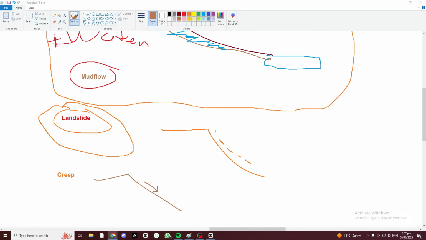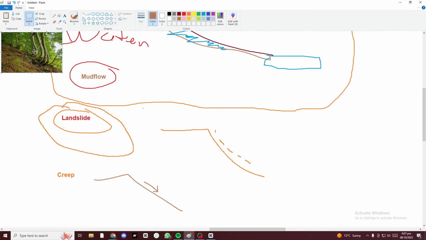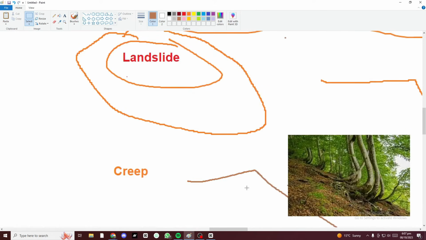Here is a picture of what soil creep looks like. As you can see, when soil creep occurs, the trees are bent because the tree compensates for the movement. So the trunk of the tree will grow straight up, whereas the root system is being pulled down. Okay, so that's what soil creep is.